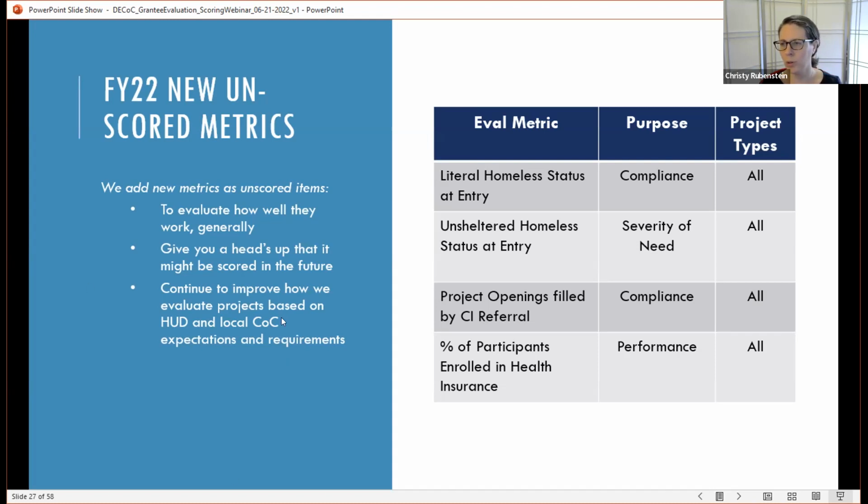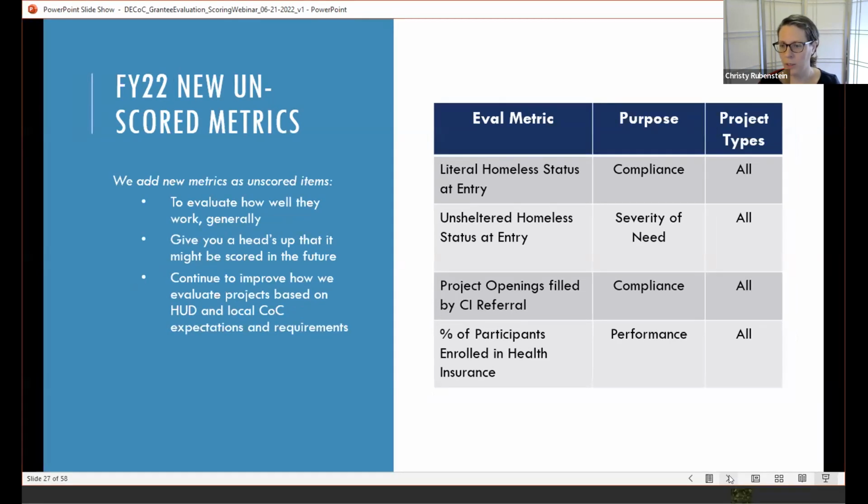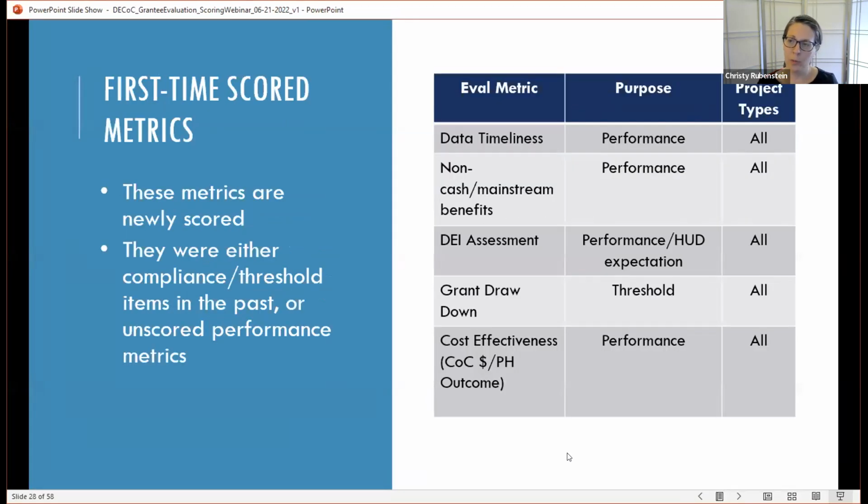So we'll gather information by going through this process. And some of them have some preliminary benchmarks that we'll be looking at and seeing if those need to be tweaked moving forward. First time scored metrics, a lot of these were included in last year's scoring and are just kind of like graduating into being a scored metric. So we have data timeliness, we have non-cash mainstream benefits, DEI, that's diversity, equity, and inclusion assessment, grant drawdown, and cost effectiveness.